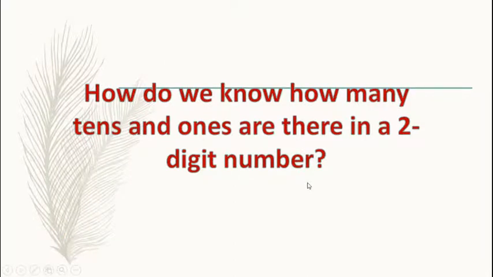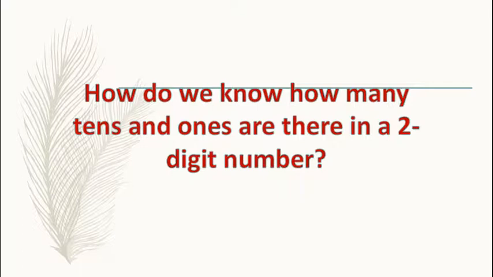How do we know how many tens and ones there are in two-digit numbers? Always remember that in a two-digit number, the first digit shows the number of tens and the second digit shows the number of ones. If the second digit is 0, it means that there are only tens in the given number.